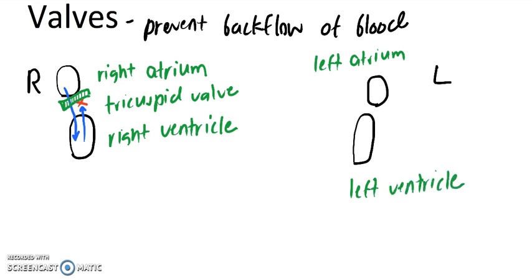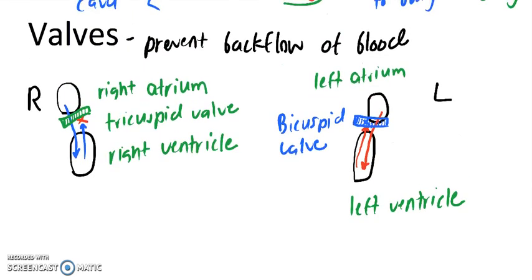Remember, this blood is oxygenated, so I'm going to use a red arrow. Blood is normally supposed to go down in this direction, but if for whatever reason, because of pressure differences, blood is trying to go up, that's no good. You're going to have a valve here that's going to close shut and prevent this backflow. The valve on this side of the heart we call the bicuspid valve. These valves have other names as well, but you can use these or look up the other ones. Again, these just prevent backflow.